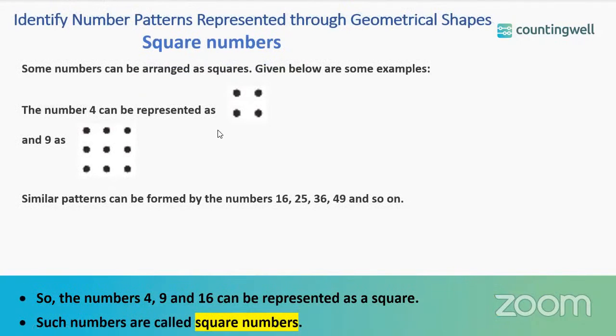What are square numbers? Square numbers are the numbers which can be arranged in the form of squares. Given below some examples, the number 4, it can be represented as 4 dots like this. Or we can see the number 9, how it is represented in the form of a square. Similarly, we can represent other numbers like 16, 25, 36, 49, and so on. So the numbers like 4, 9, 16 can be represented as square. So such numbers, we call them as square numbers.